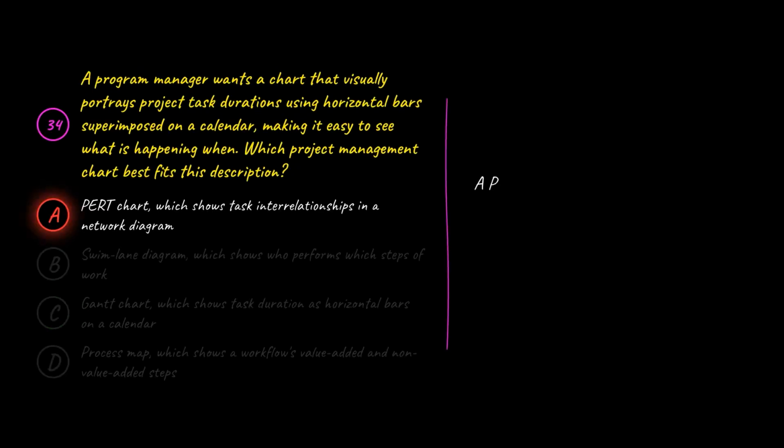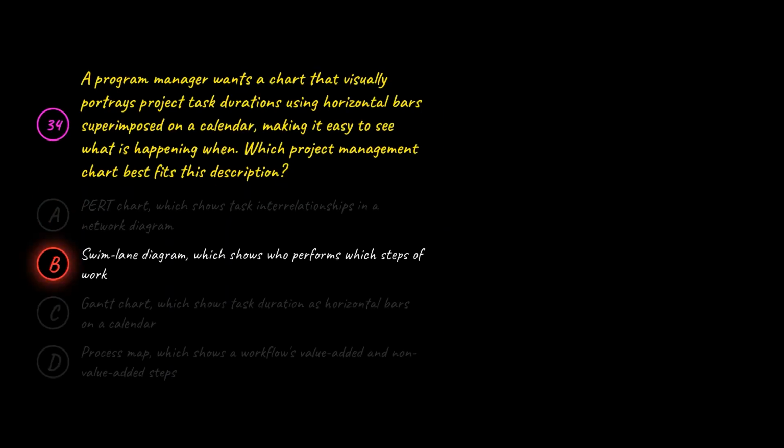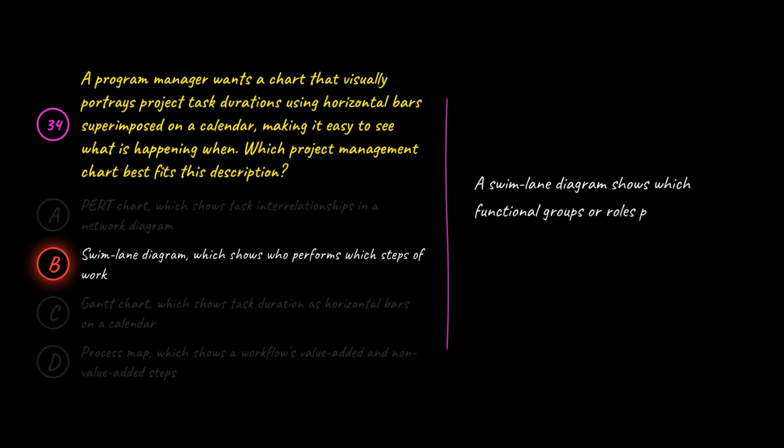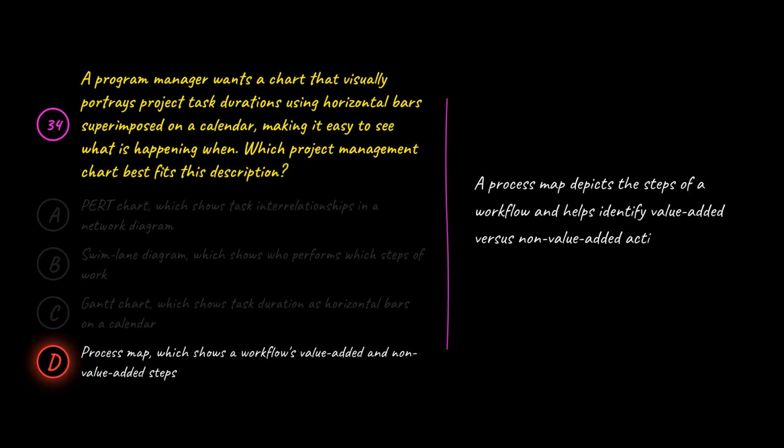A is wrong because a PERT chart organizes tasks and their interrelationships in a network diagram, which is useful for sequencing but does not portray duration visually on a calendar. B is wrong because a swim lane diagram shows which functional groups or roles perform which steps. It is a workflow analysis tool, not a calendar-based schedule view. D is wrong because a process map depicts the steps of a workflow and helps identify value-added versus non-value-added activities. It is not a calendar-based schedule view.